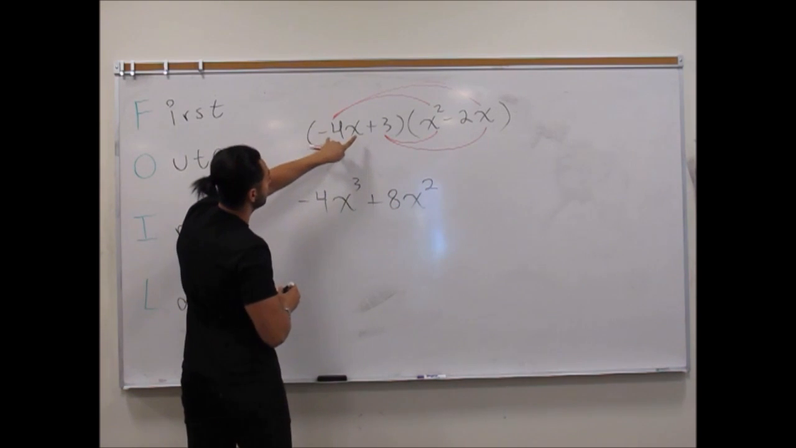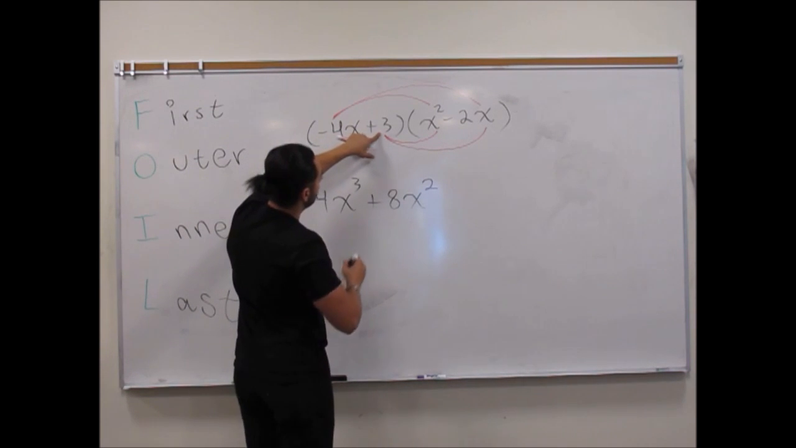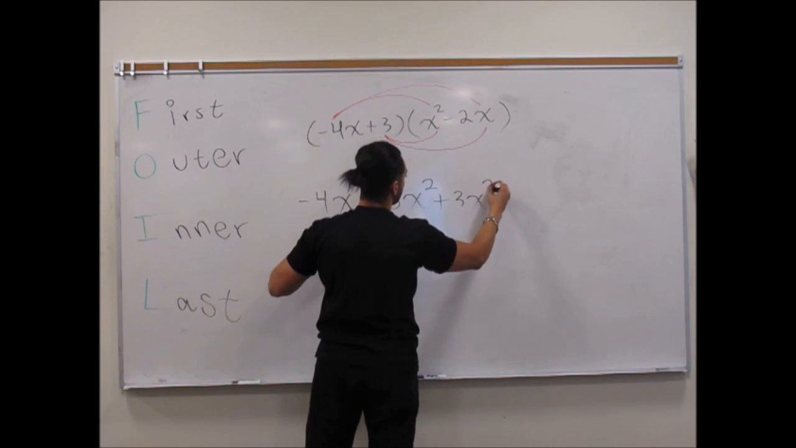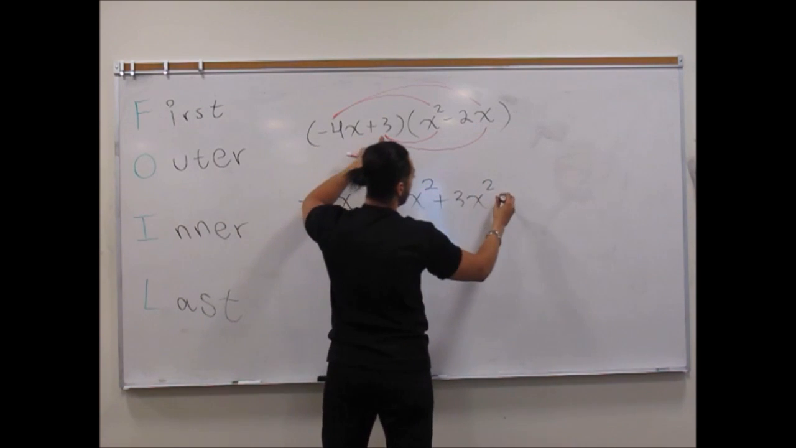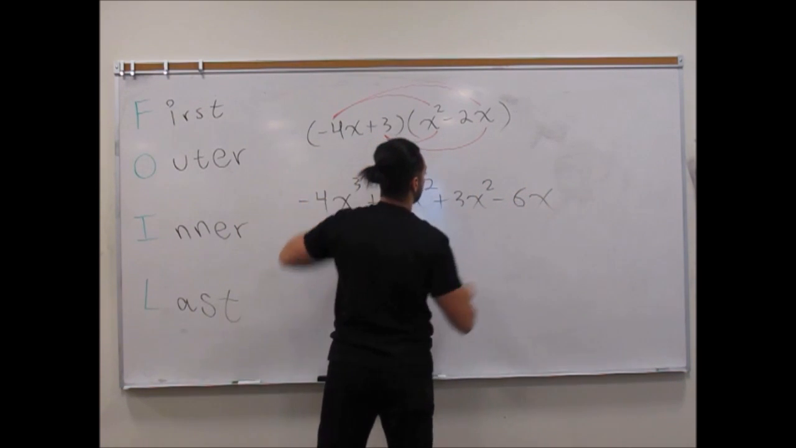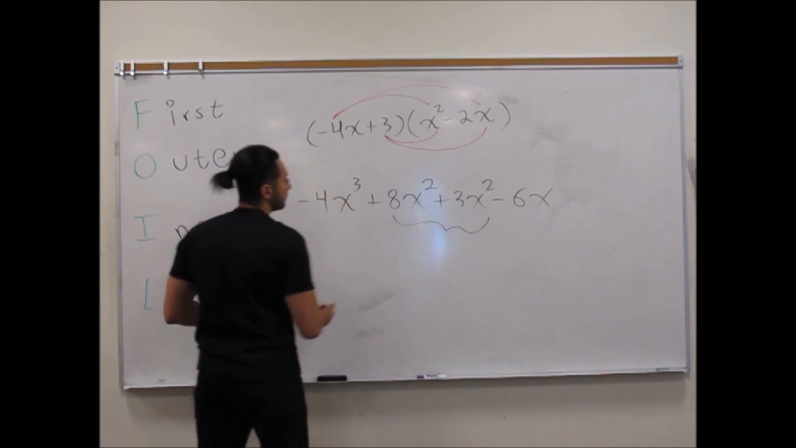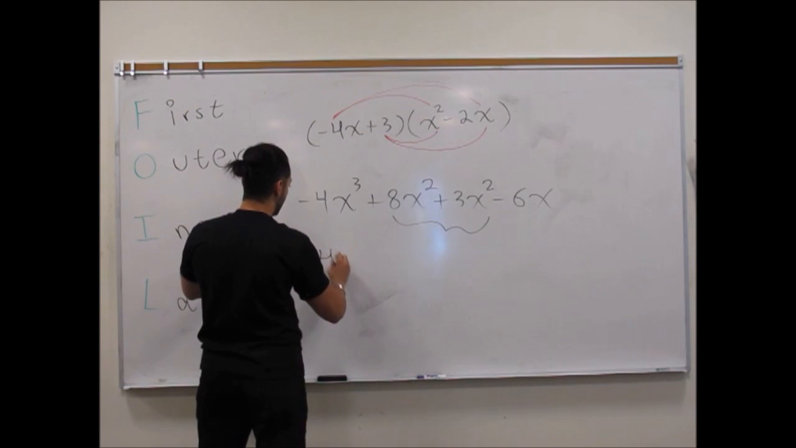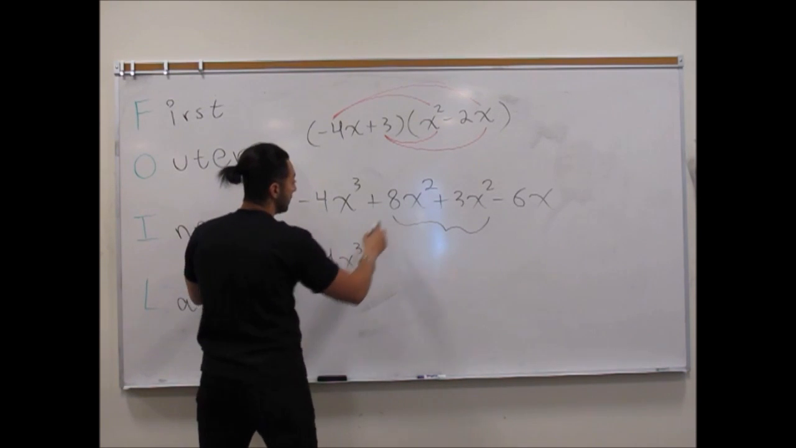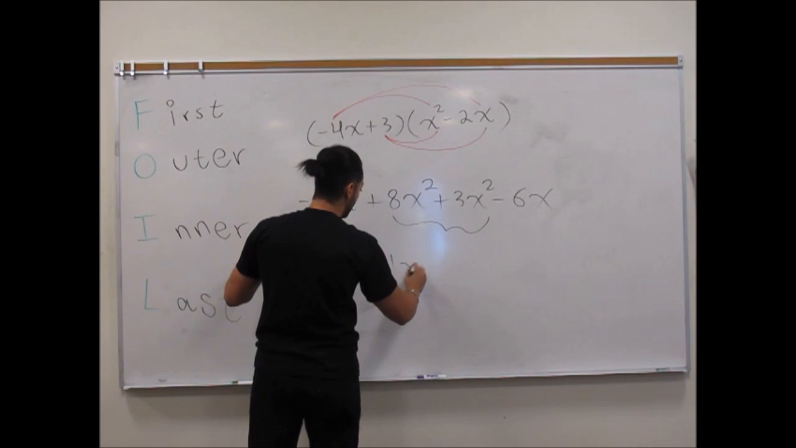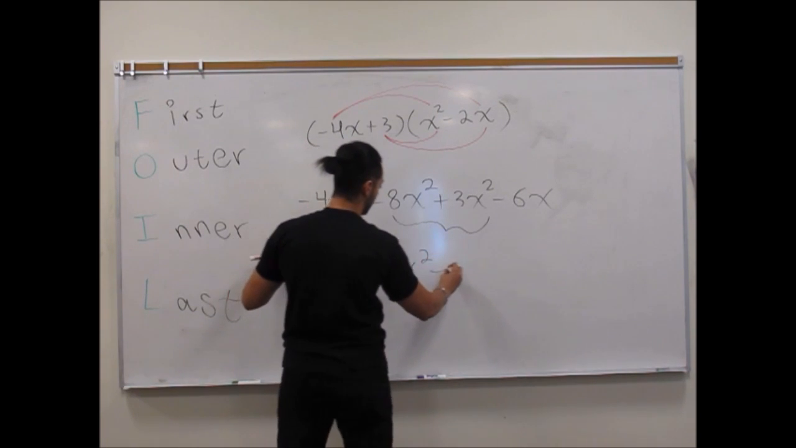Now I'm done distributing this guy. I'm going to move on to the 3. So 3 times an x squared would give me a 3x squared. And then 3 times a negative 2x would give me a negative 6x. And then again, notice I could combine these guys here. So you get negative 4x cubed, 8x squared plus 3x squared would give you 11x squared, minus 6x.